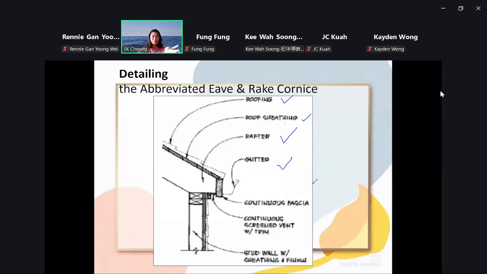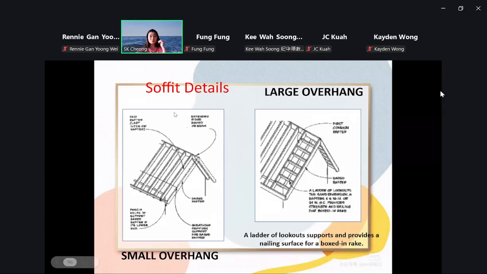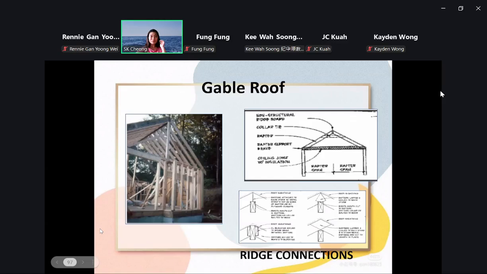So this makes up the roofing structure. This is merely for your knowledge. Detail, right? All the soffit details, large overhangs. So yes, gable roof again.